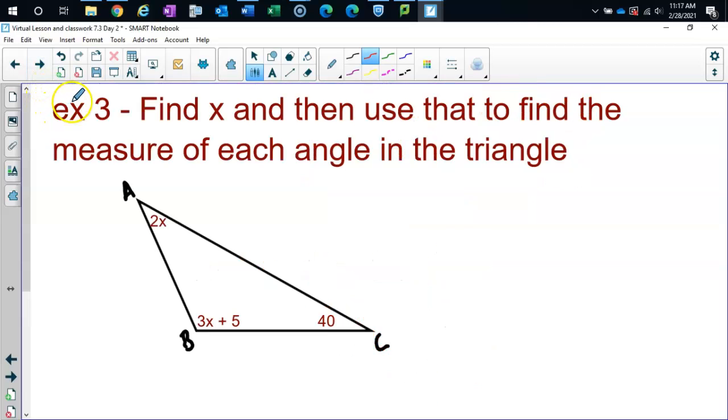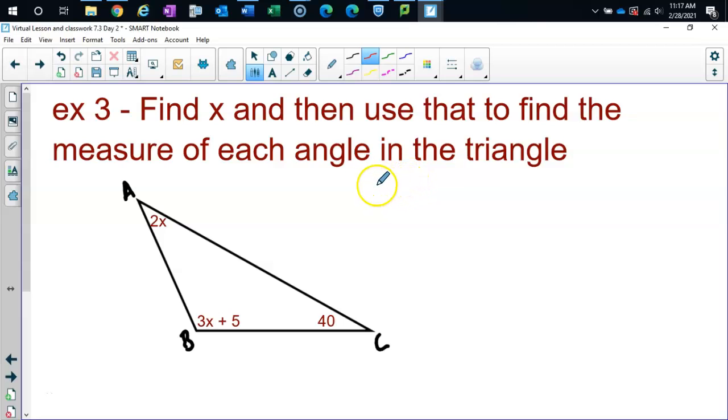All right, these were other problems that we did yesterday. This takes it up a notch. This says find x and then use that to find the measure of each angle in the triangle. All right, well, to find x, we know that the three angles in every triangle add up to 180. What am I saying? 180.